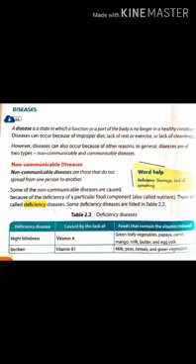First one, non-communicable diseases. If any disease does not spread from one person to another, that is called non-communicable disease. Okay. Some non-communicable diseases are caused due to lack of a particular food component, that is called deficiency diseases.